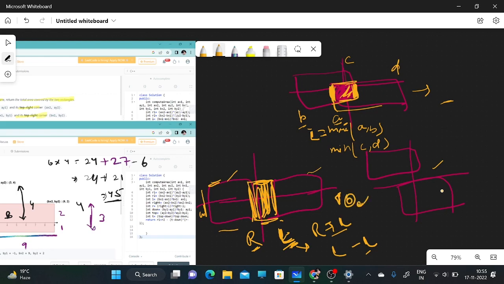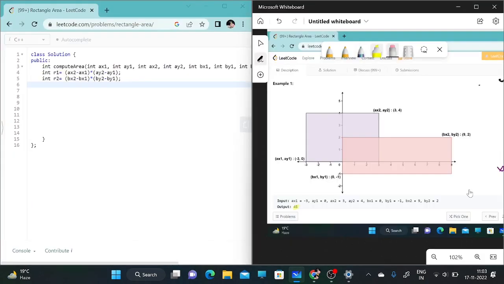Now let's write the code. For finding the area of the first rectangle, this is A. We are doing ax2 minus ax1, this one 3 minus 3, for finding the length here in line number 4, and we are multiplying with the height, that is ay2 minus ay1. r1 is the area of the first rectangle and r2 is the area of the second rectangle, that is bx2 minus bx1, which is our length, and by2 minus by1, which is our width, right?